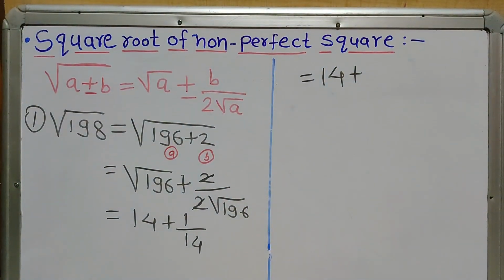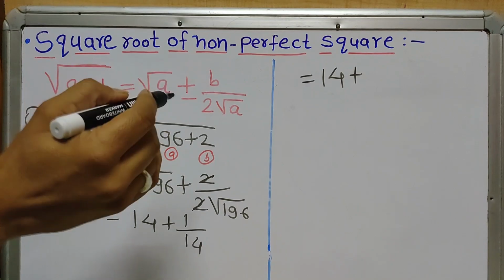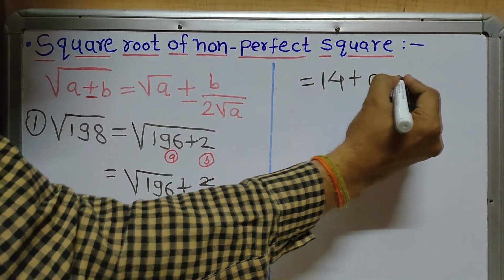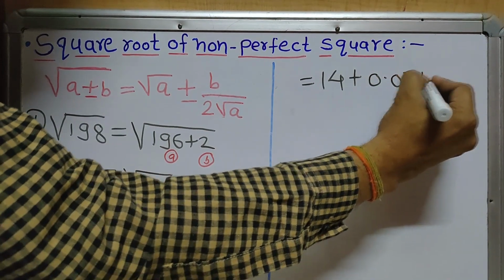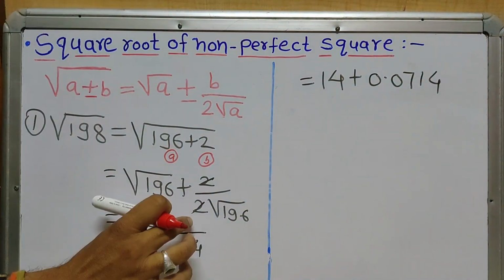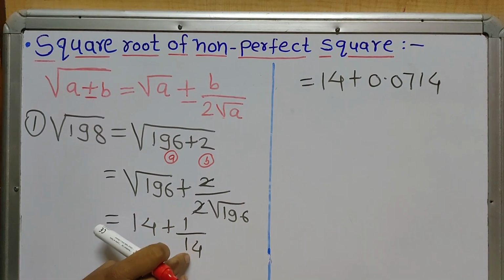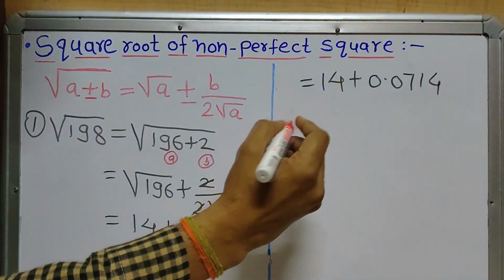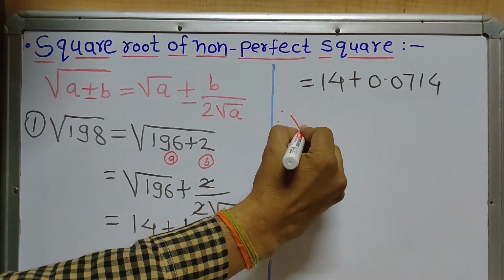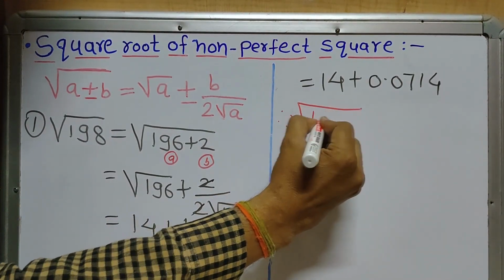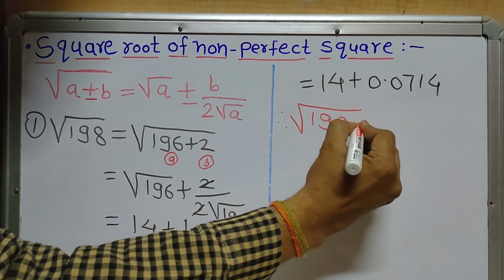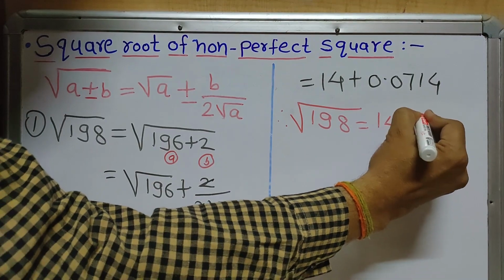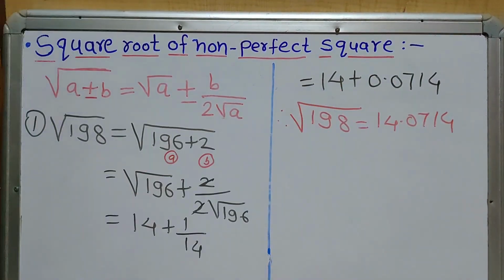plus the value of 1 upon 14, which is 0.0714. If we divide 1 by 14, then we get 0.0714. Therefore, the square root of 198 is equal to 14.0714.